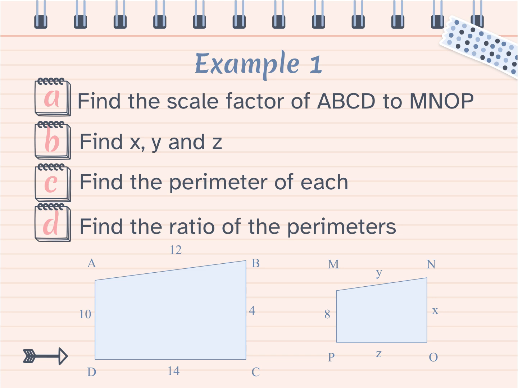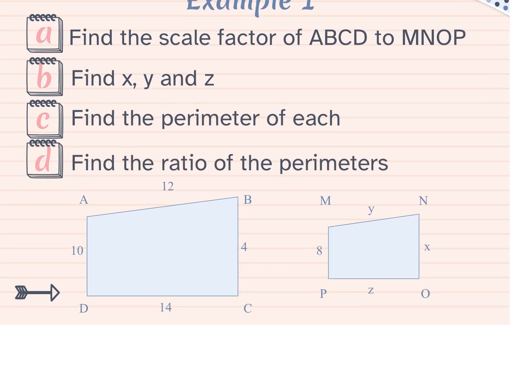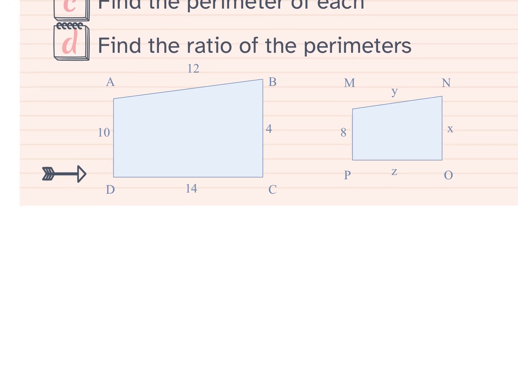So looking at this, A, they want us to find the scale factor. We are going to do A first. Find the scale factor of ABCD to MNOP. So when I'm looking at this, I'm going from something large to something small. Is my scale factor going to be a whole number or a fraction? Fraction. It's going to be a fraction. I need to find what that fraction is. So first, again, I told you, make an extra page on Notability just so you have space. I'm going to do A first.